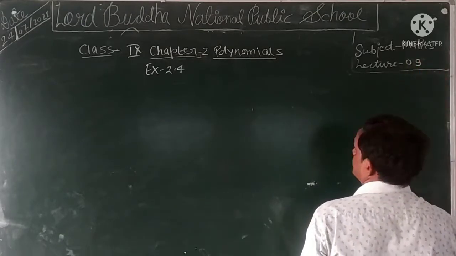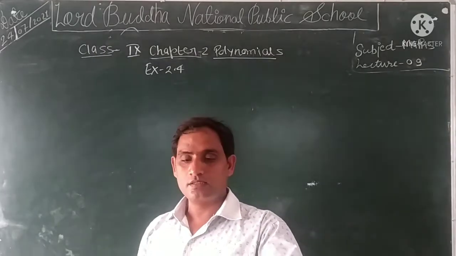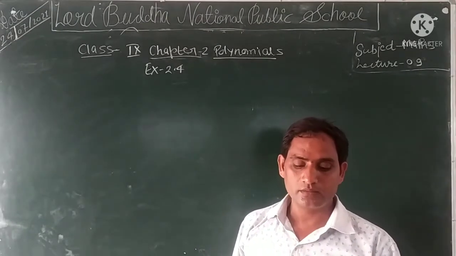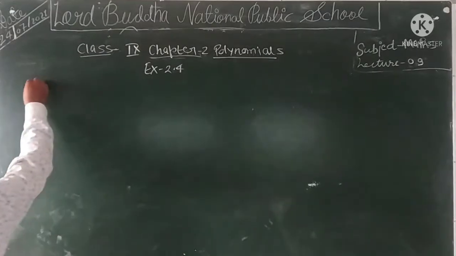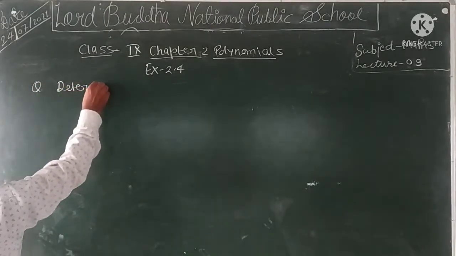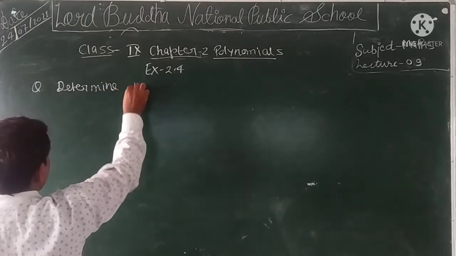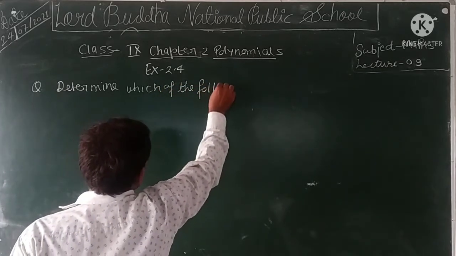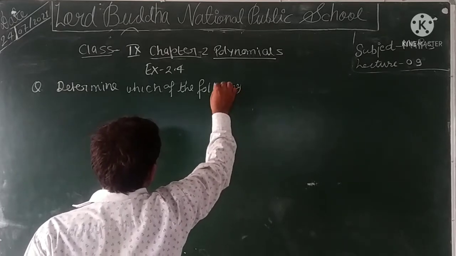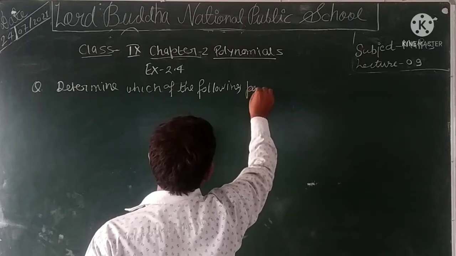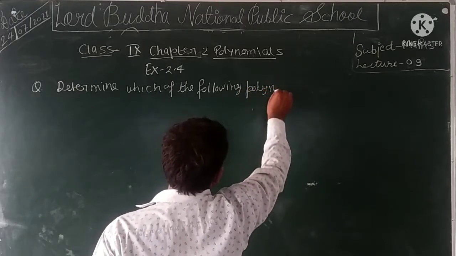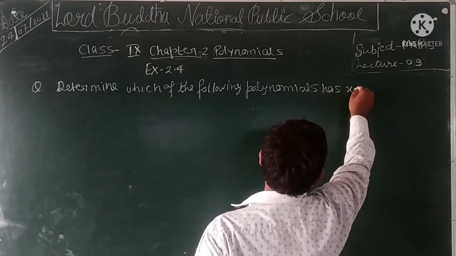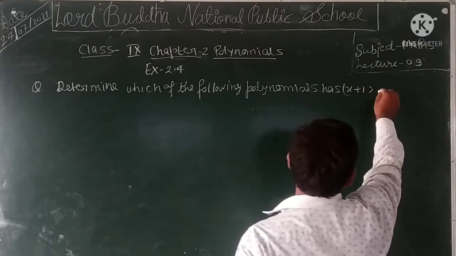Now, the first question of exercise 2.4 is: determine which of the following polynomials has x plus 1 as a factor.